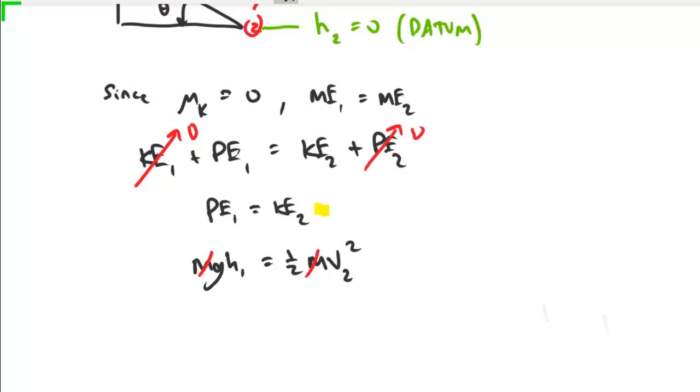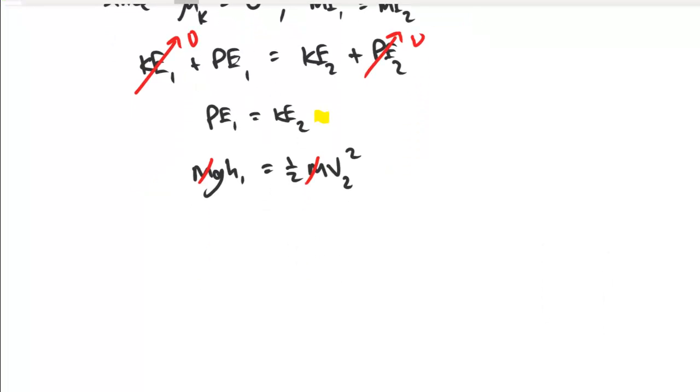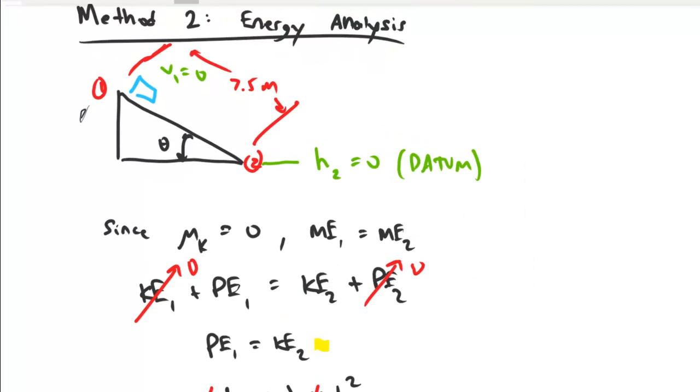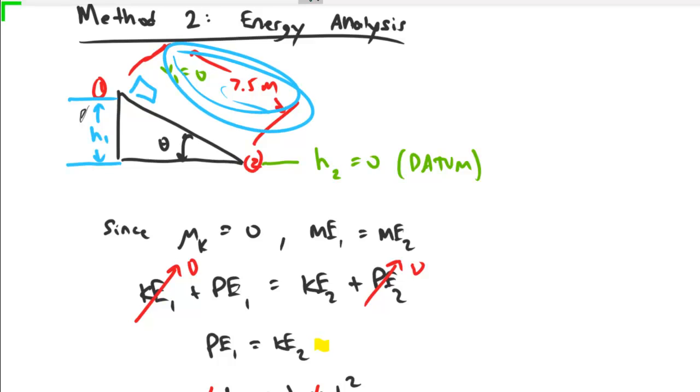In either case, Newton's laws in kinematics or with the energy analysis. And so we end up here with V2 equal to the square root of 2g h1. Now this h1 is the height of point 1 from the datum. So h1 is not the 7.5 meters. It is just a straight up vertical height right here. I see a lot of common mistakes where people say that it's along here, so 7.5 meters. It's not that. It's just this height right here.